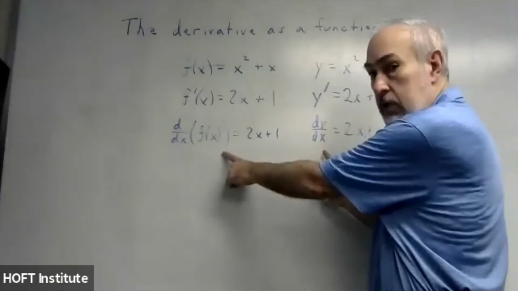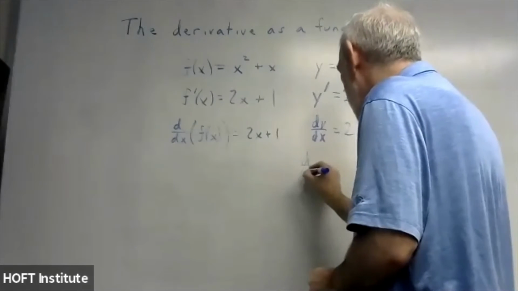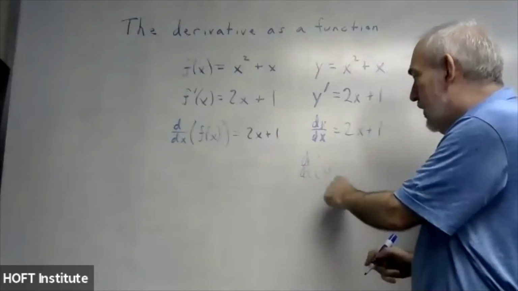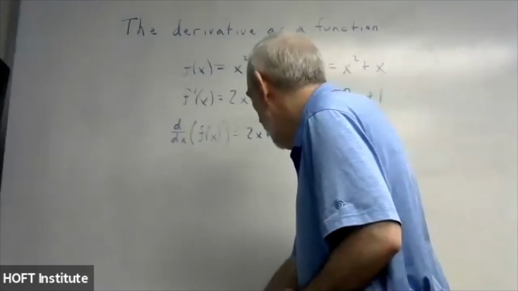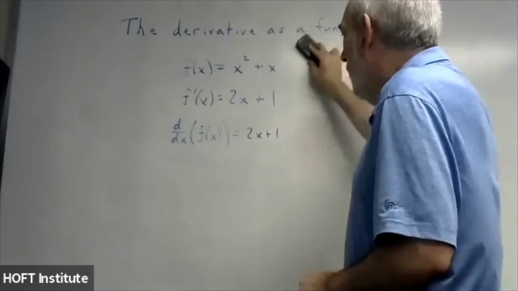And this is really the same notation as this. It's just the y doesn't need to be put in parentheses beside it like that. You can just put the y on top and write it as dy dx. Okay.